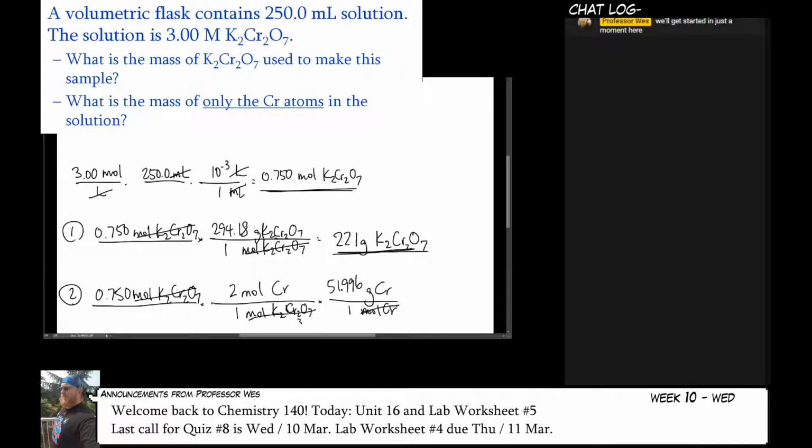And so, after I cancel those units out and punch it in the calculator, I get 78.0 grams of chromium. There you go. That's how you solve those 2 problems. Or 4 problems, I guess we could say.